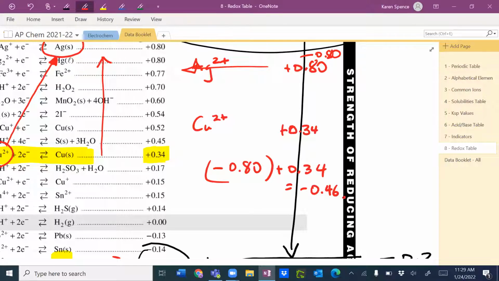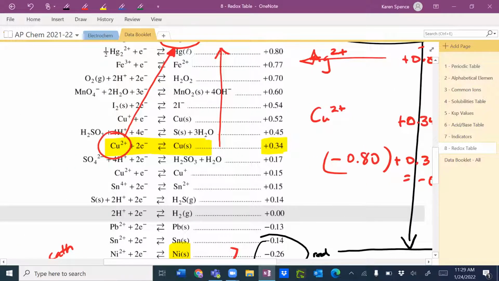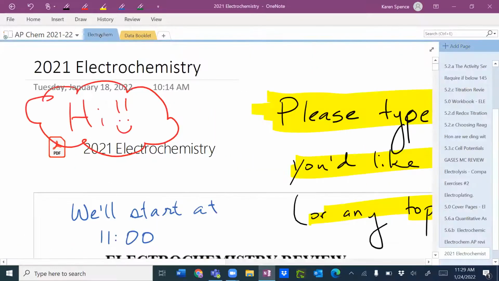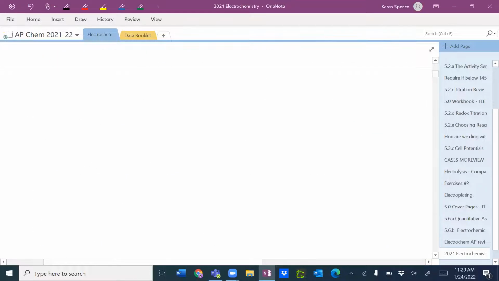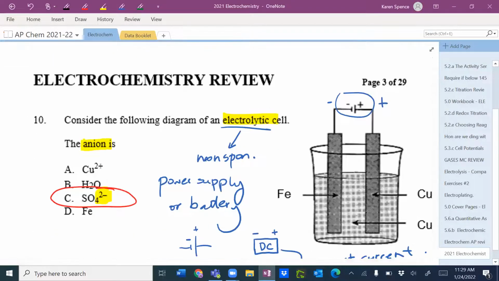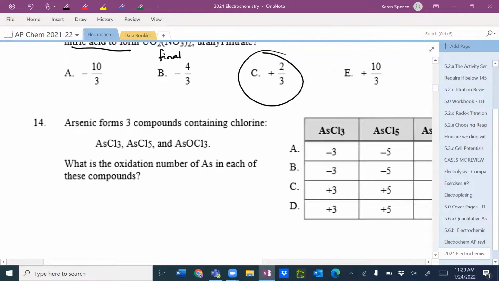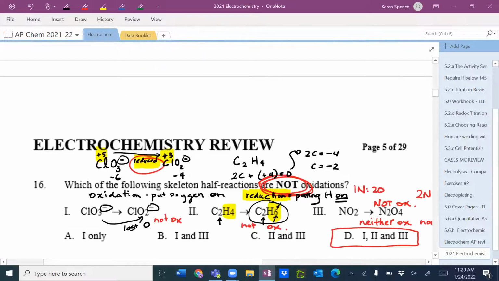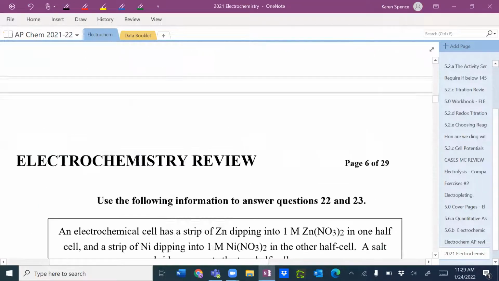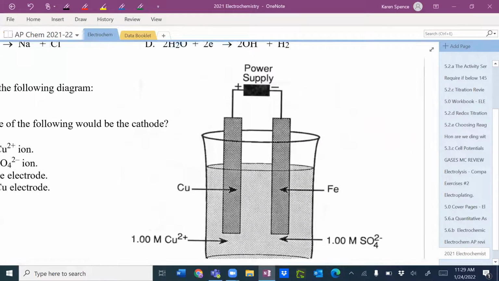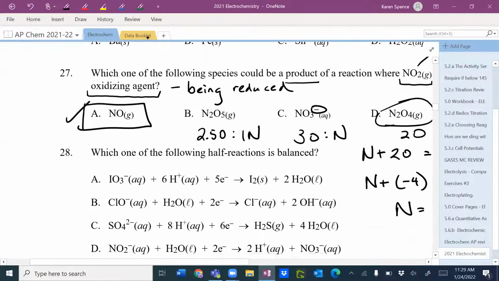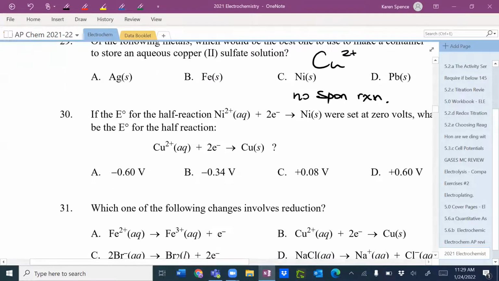That was number 29. Oh, I need to go back to the other one. There we go. Moving on to number 30. Where are we at? Oh, come on. There we go. Closer, closer. 30.